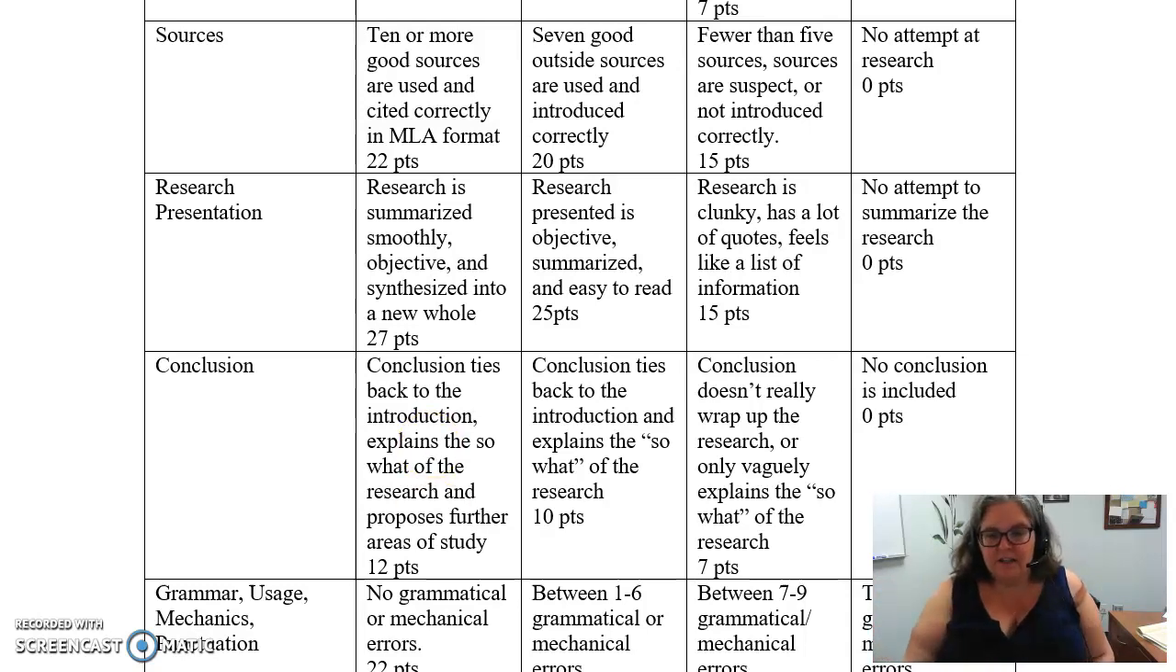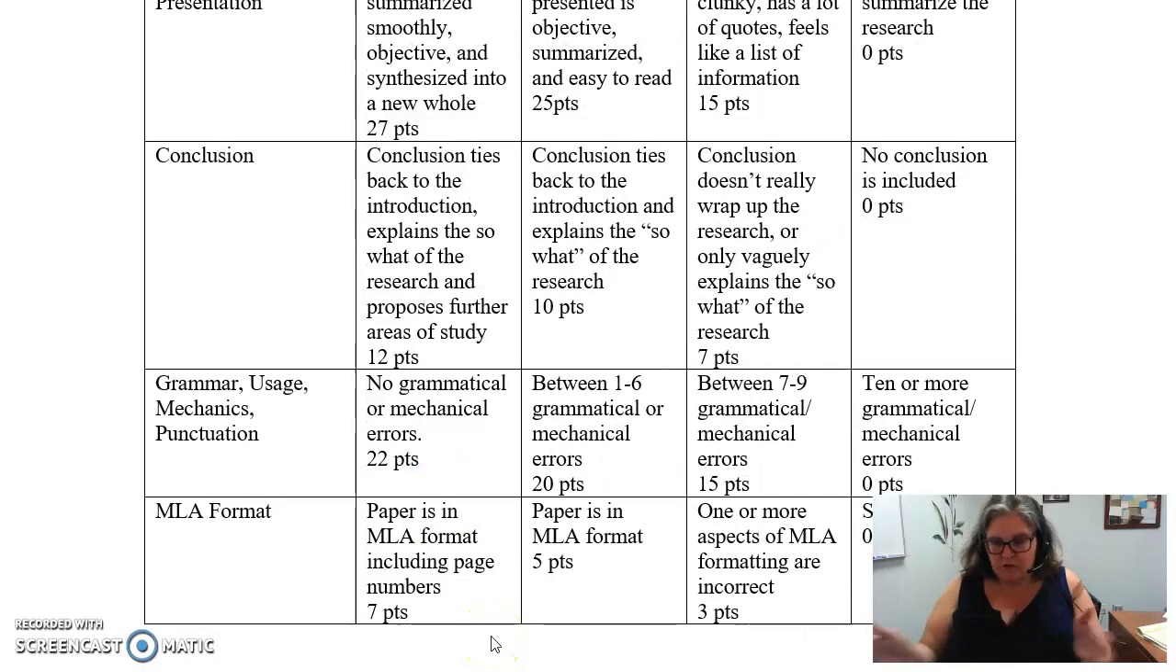You'll notice that the grammar rubric has shrunk again. All right, so you get between 1 and 6 errors before you start losing points. 10 or more grammatical errors, big fat goose egg. And again, MLA format. And again, that's the low-hanging fruit. All right, so that's what I'm looking for in the Disappearing Spoon Science Research Assignment.